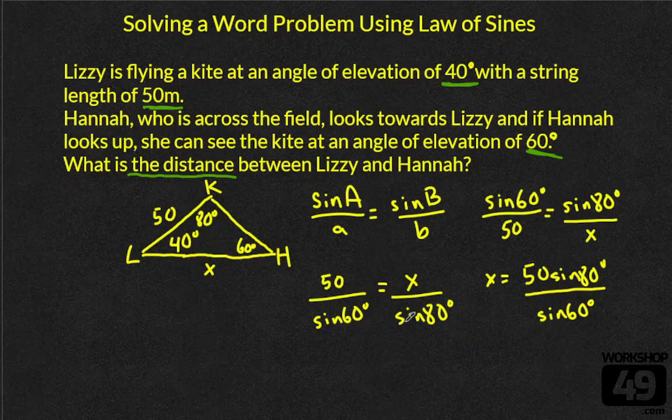Now you can put that right into your calculator. However, once you do the top, I usually tap enter on my calculator just to turn that into a number before dividing by the sine of 60. Way less chance of making a mistake. If you plug that in correctly, we get x equals 56.9 meters. And that's just rounding to the nearest tenth.